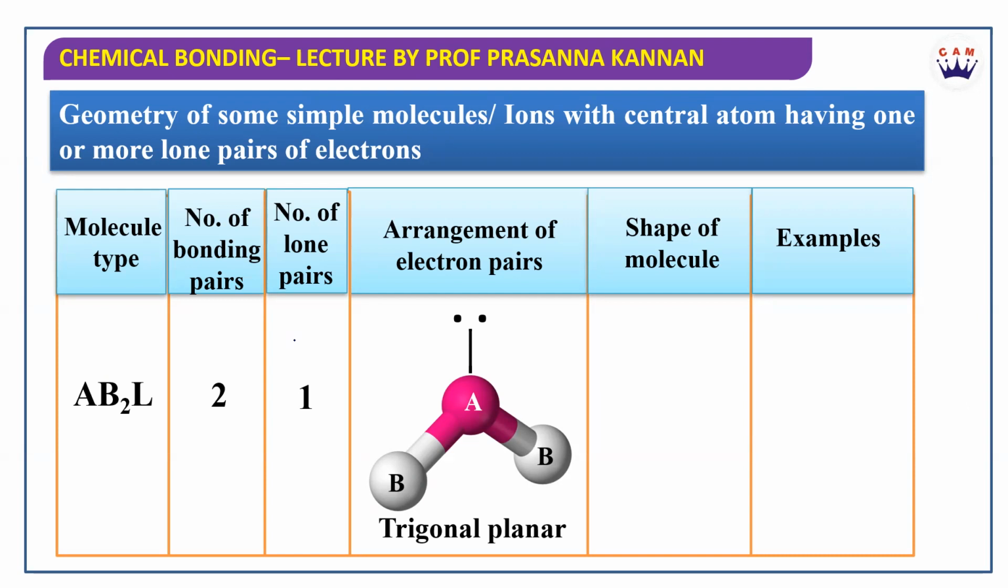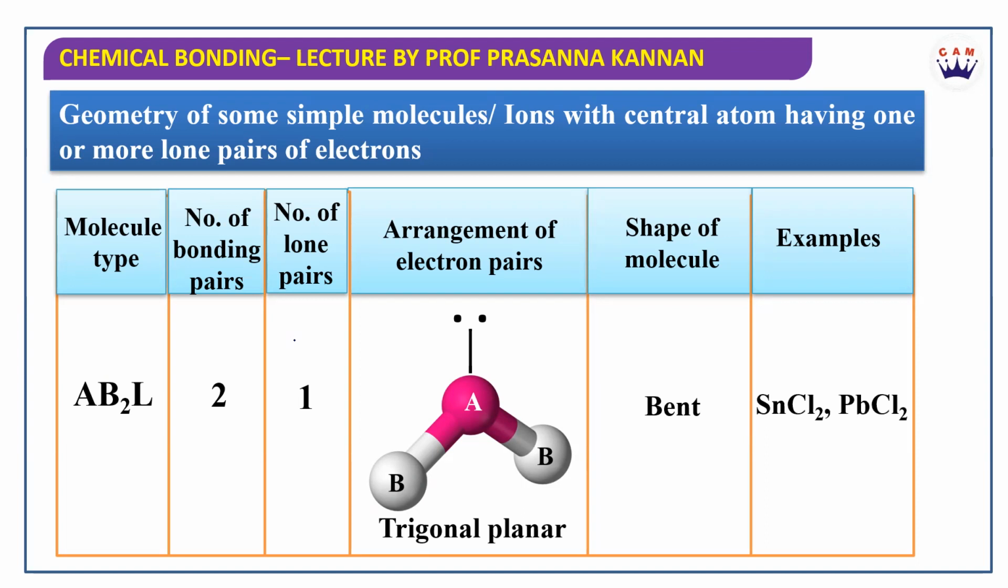Why? Because this guy is a lone pair, he'll repel these 2 more. The angle between them, ideally it should be what? Now what do you expect? Less than 120, that's it. Because this guy will push these 2 more. So the structure is called bent. It's bent, that's it.